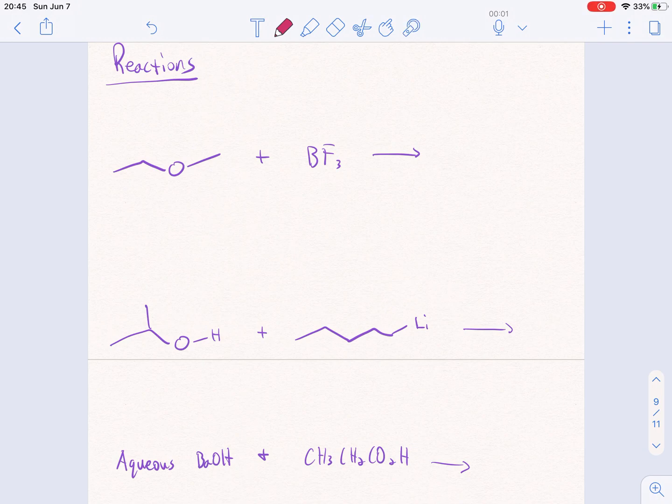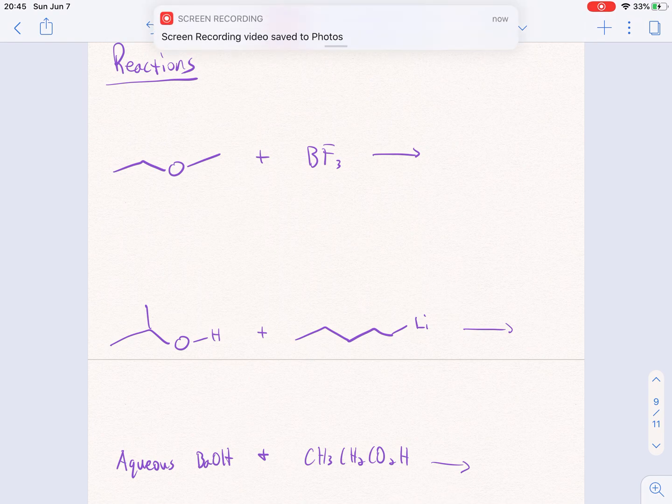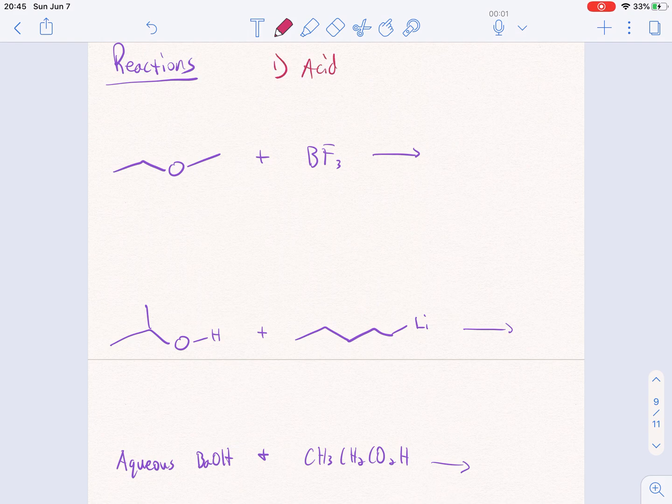Now we're going to do some reactions. These are really important because 6, 7, and 8 is all straight reactions. And these are simple ones that you should know how to do just for the purposes of the future of the class. Okay, so the first thing is you got to figure out what the acid and what the base is.